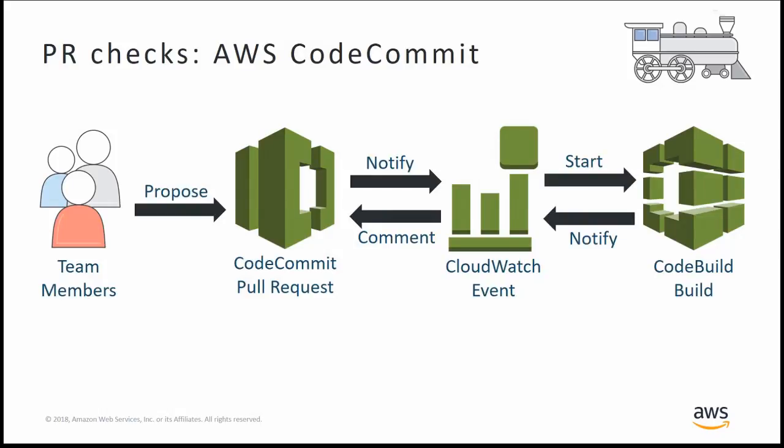CodeCommit pull requests was launched in November of last year, so pretty recently. And with the CodeCommit pull request checks, the team member is going to propose a CodeCommit pull request. That's going to emit a CloudWatch event. So we can use that CloudWatch event to start a CodeBuild. Then, going back the other way, we're going to use the CodeBuild CloudWatch event to trigger a Lambda function that will comment on the pull request in CodeCommit and give feedback to the author of the pull request.